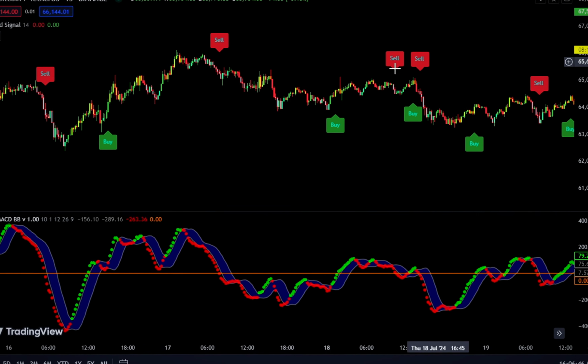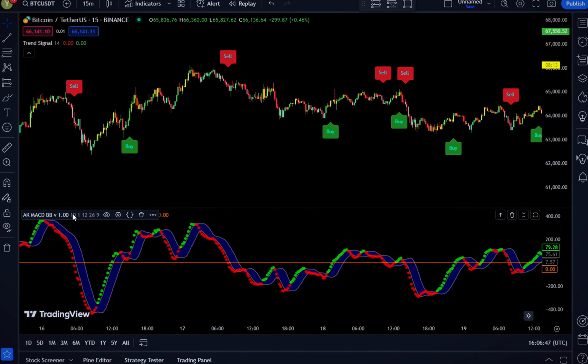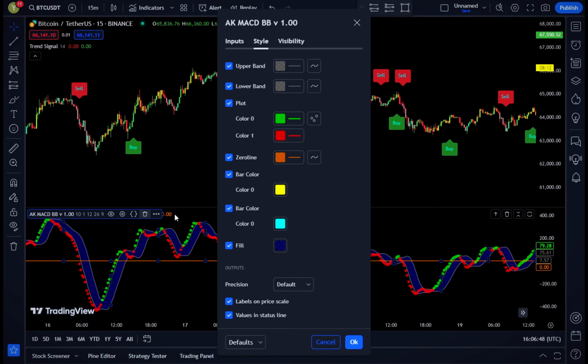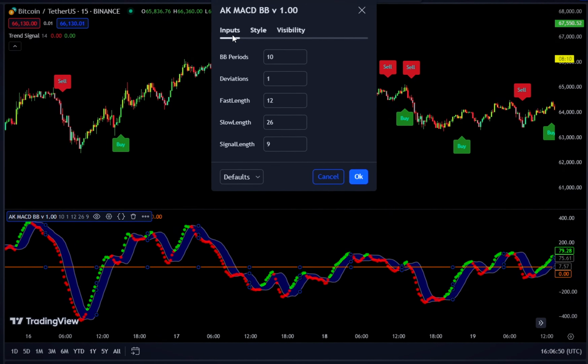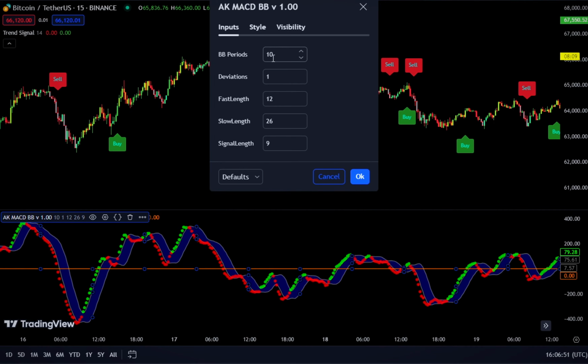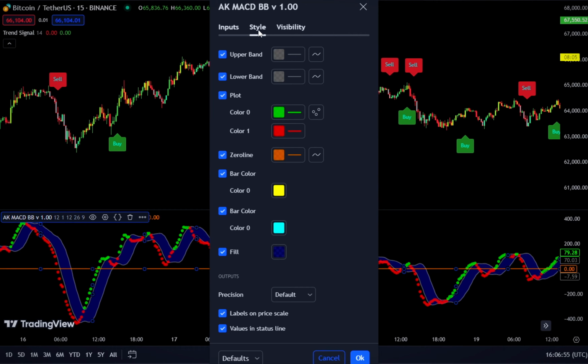Make some adjustments to the AKMACDBB indicator. Go to the Indicator Settings tab, and in the Input tab, set the BB period to 12. Then go to the Style tab and uncheck the bar color option. Once done, simply click OK to confirm the changes.